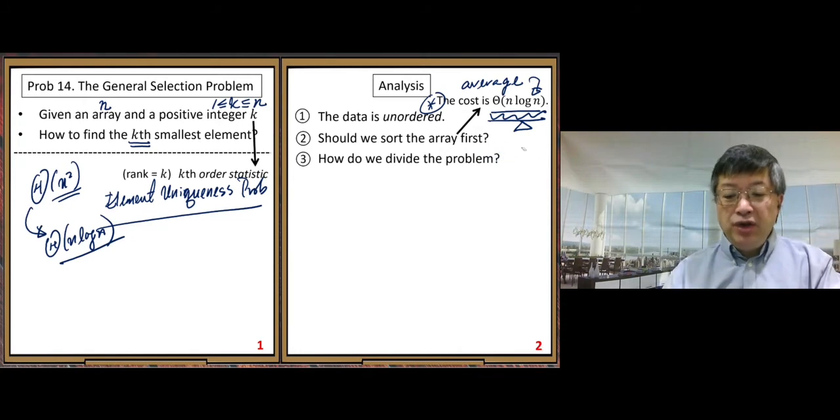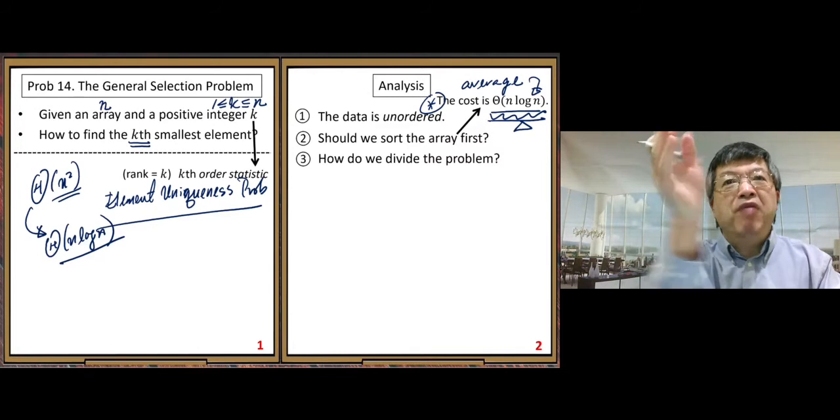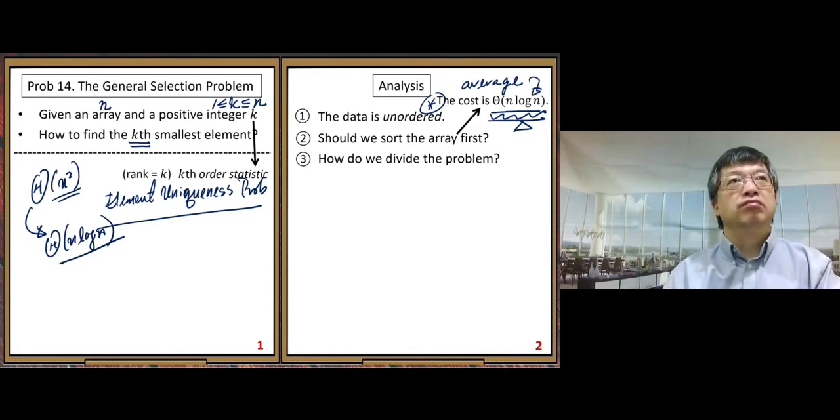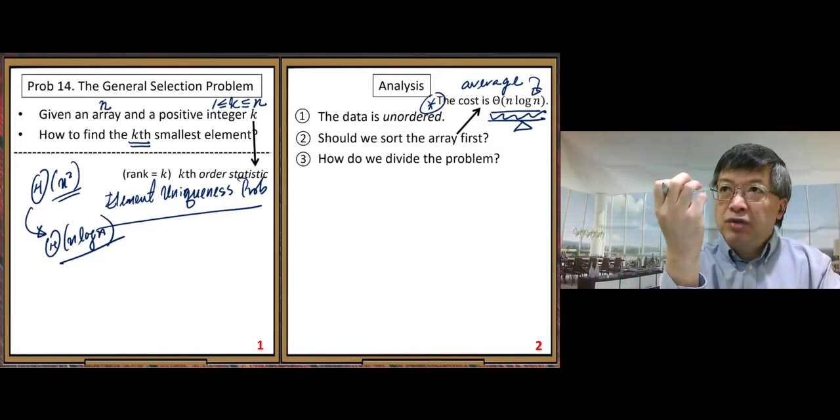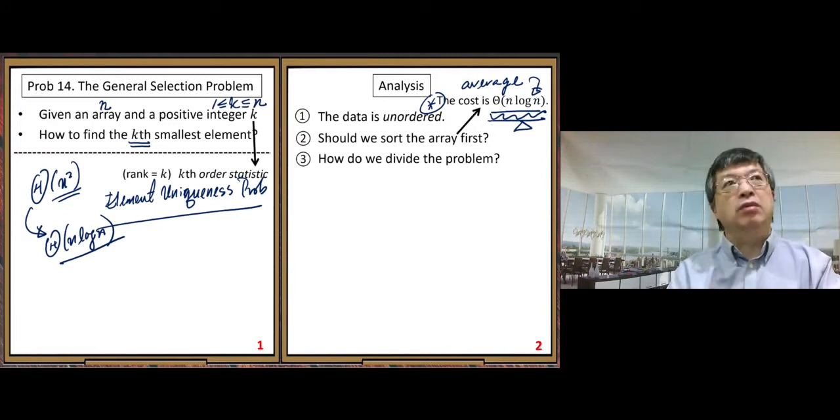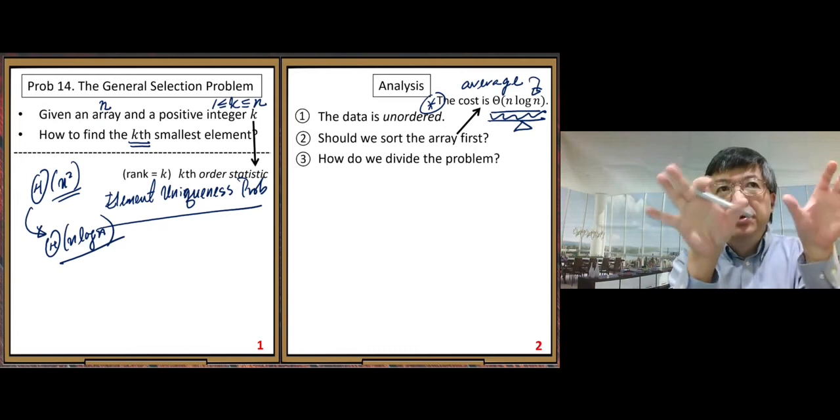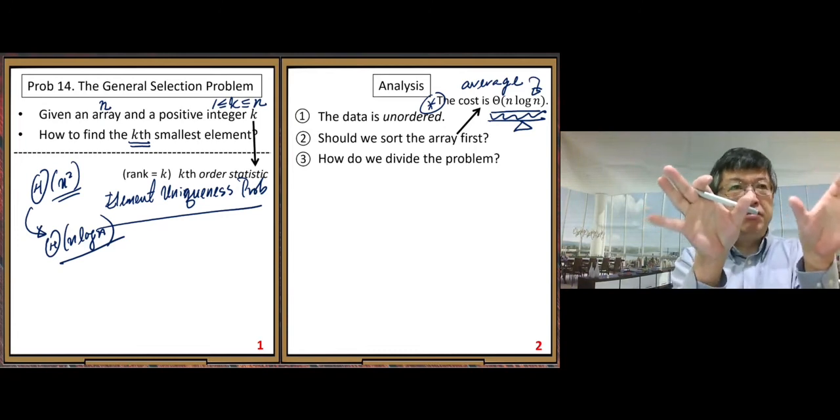This module is divide and conquer. So the question is, how do we divide the problem? This is the key of this question. How do we divide the problem? How do we split the array into two subarrays?